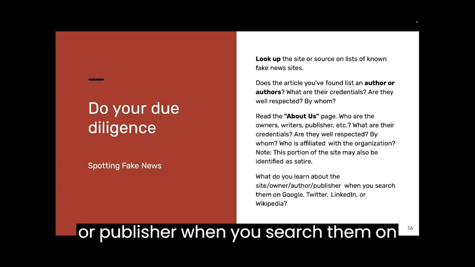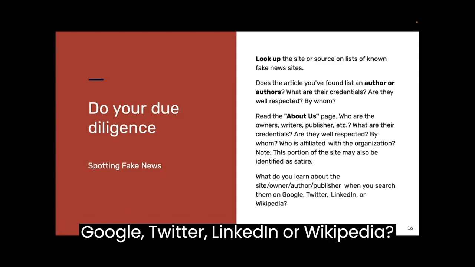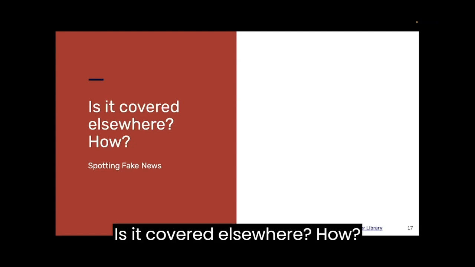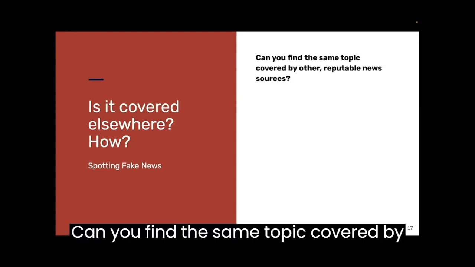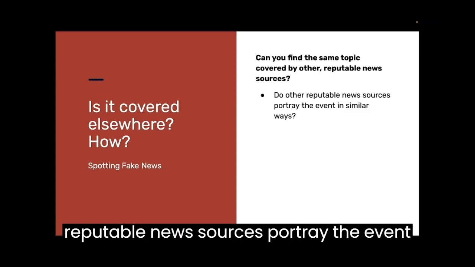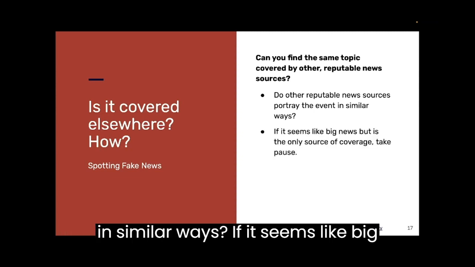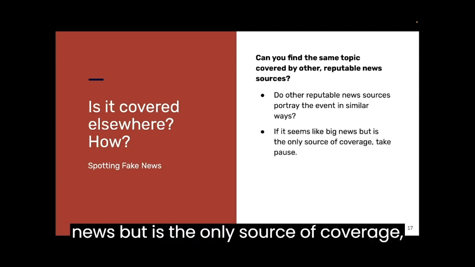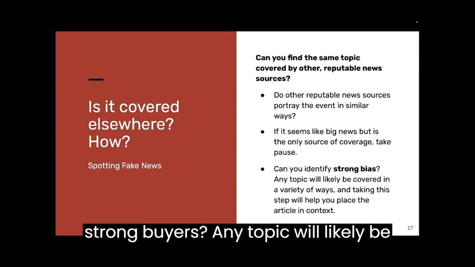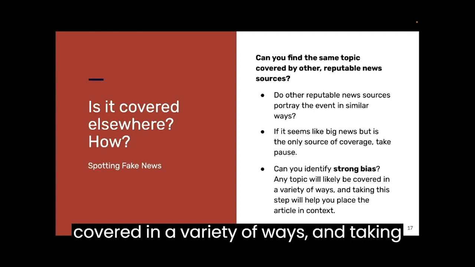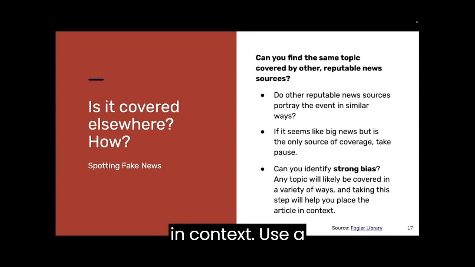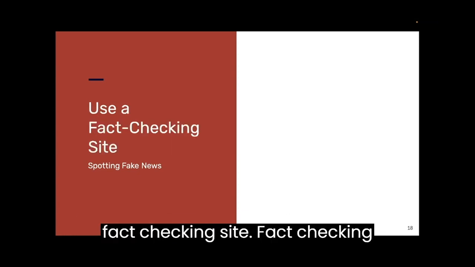owner, author, or publisher when you search them on Google, Twitter, LinkedIn, or Wikipedia? Is it covered elsewhere? How? Can you find the same topic covered by other reputable news sources? Do other reputable news sources portray the event in similar ways? If it seems like big news, but is the only source of coverage, take pause. Can you identify strong bias? Any topic will likely be covered in a variety of ways, and taking this step will help you place the article in context. Use a fact checking site.